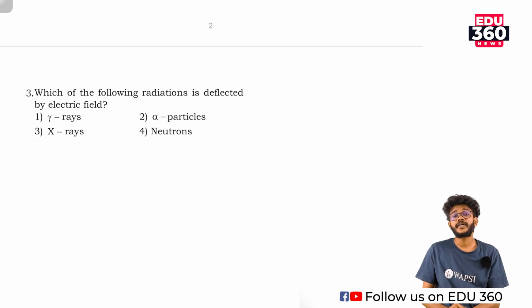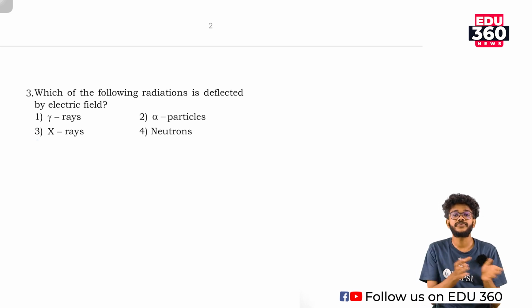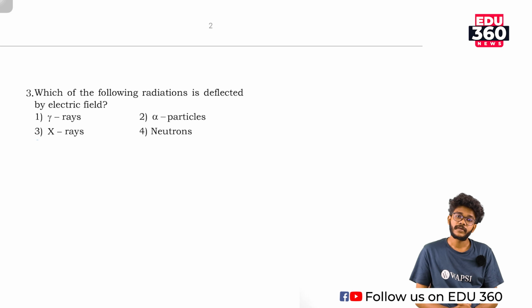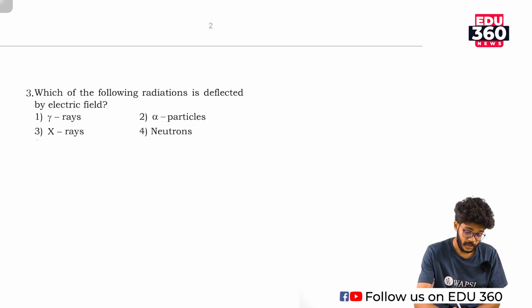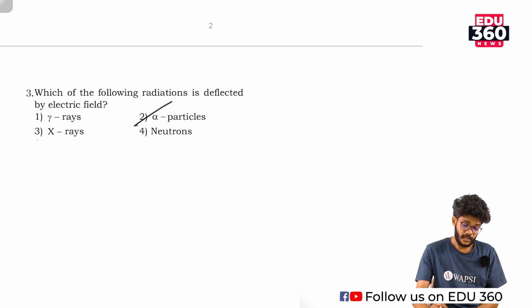And alpha particle, what is meant by alpha particle? Alpha particle is nothing but the nucleus of a helium atom. So it has mass, and it has charge. The nucleus consists of positive charge, and positive charge can be easily deflected by an electric field. So option 2, option B, is the correct answer. So we can move to the next.